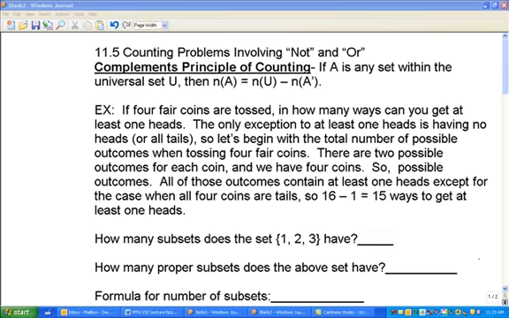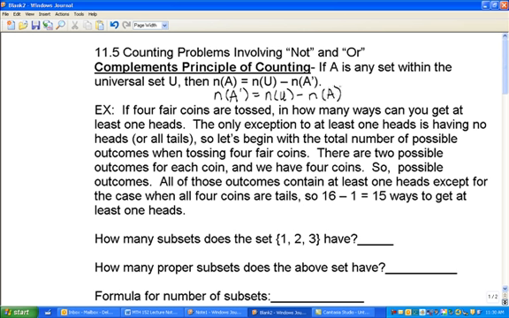Today we're taking a look at section 11.5 on counting problems involving not and or. What we look at first is what's called the complements principle of counting. It says if A is any set within the universal set U, then the number in A is equal to the number in U minus the number in the complement of A. Likewise, we could also say the number in the complement of A is equal to the number in the universal set minus the number in A. So we could also write the equation that way.